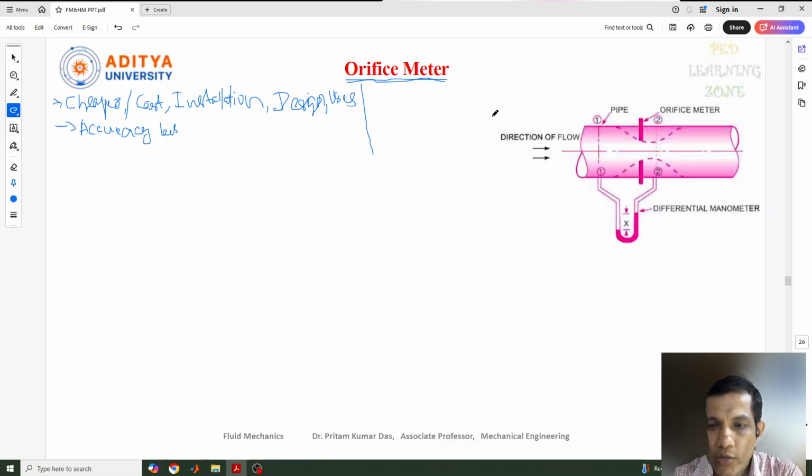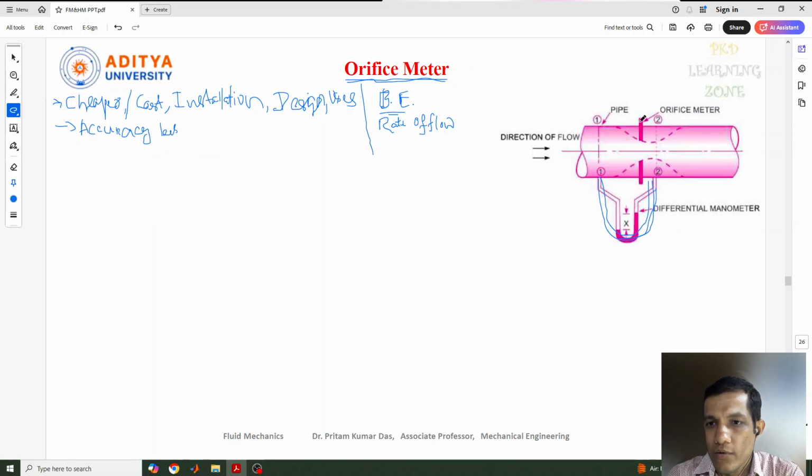As I told you, this orifice meter works on the principle of Bernoulli's equation, and these are practical applications of Bernoulli's equation, where we can measure the rate of flow. Now, how is it installed? A manometer, a U-tube type manometer, can be used in this. It varies, no issue. We can use it like this.